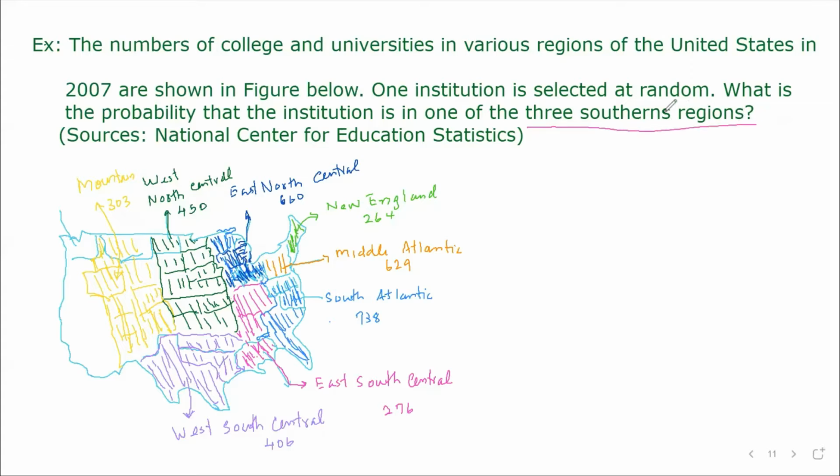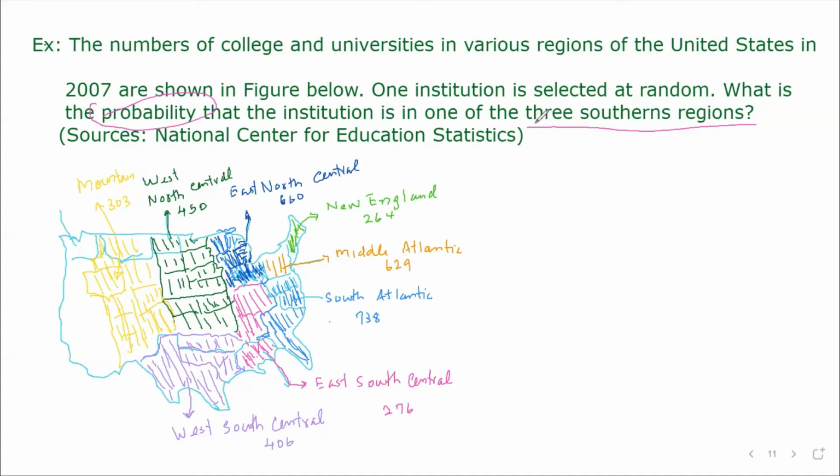3 southern regions. So that means you see the map here, the figure here, right? This is a US map, okay? East region, like this mountain, they have 303 colleges and universities, and West North Central 450, East North Central 660, New England 264, and Middle Atlantic 629, and South Atlantic 738. And this one is East South Central 276, West South Central 406.